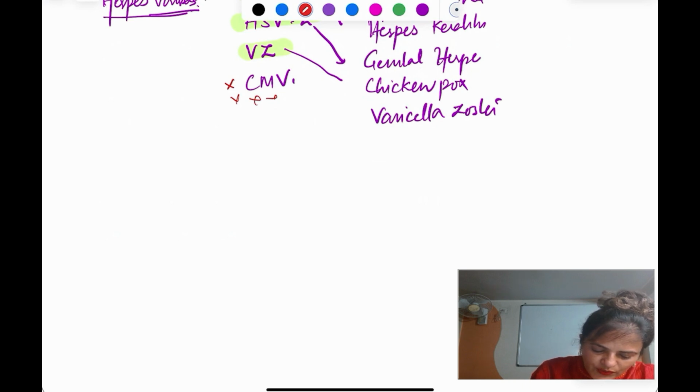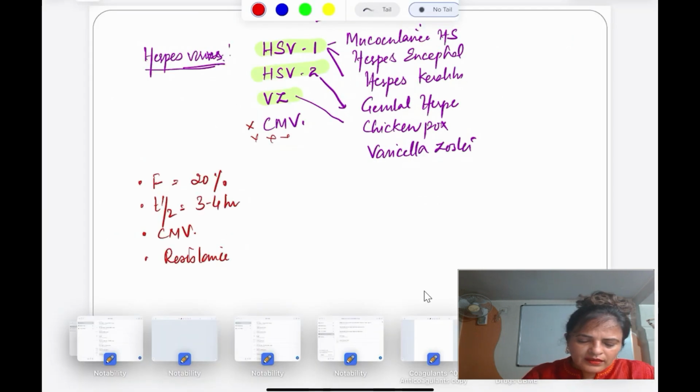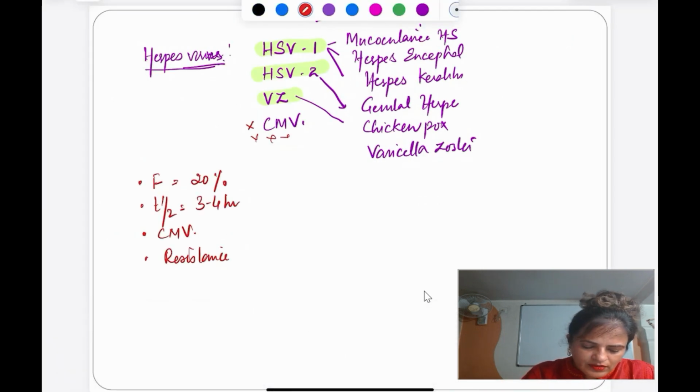Number 1 is bioavailability, which is very less, only 20%. Another one is half-life, that is 3 to 4 hours. Next, it is not effective against cytomegalovirus. Fourth thing is resistance is developed. These are the limitations of acyclovir.